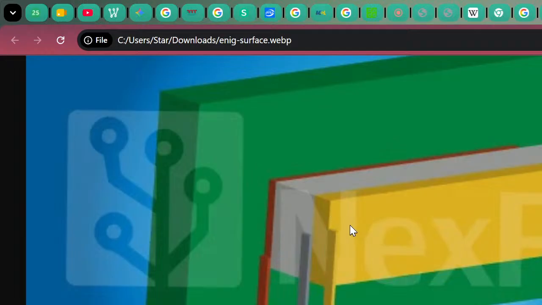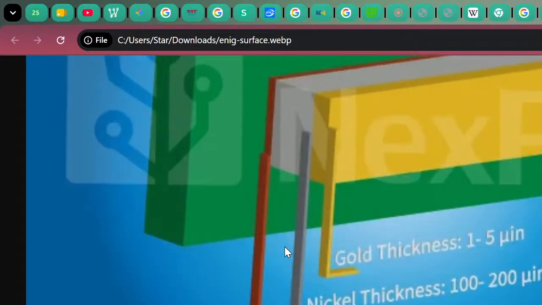So earlier we discussed that above the FR4 material we have copper traces. Now above copper we have other layers also. So not just copper, it is a sandwich of three materials. The bottom material is the copper pad, the actual copper track, above the copper we have nickel, and above the nickel we have gold. Here the gold thickness is mentioned as 1 to 5 micro inches, right?